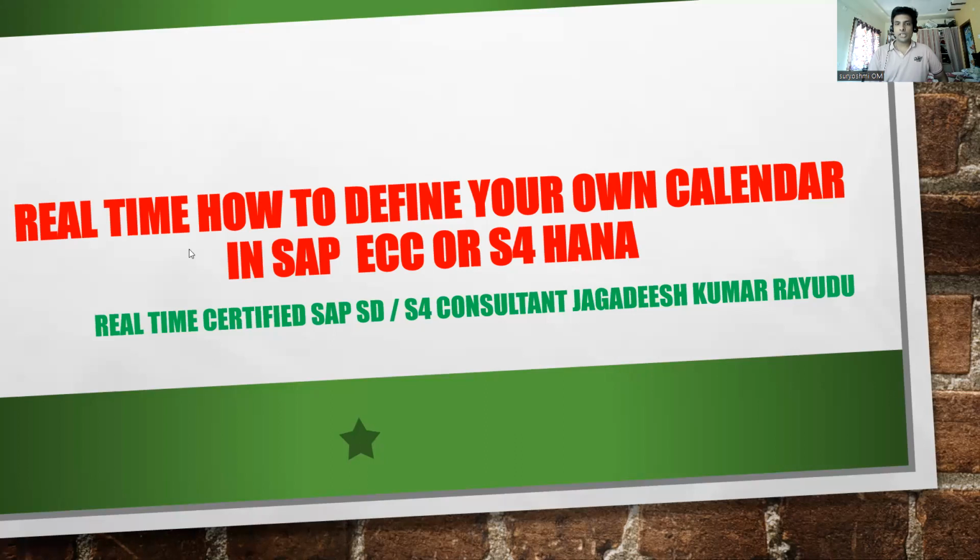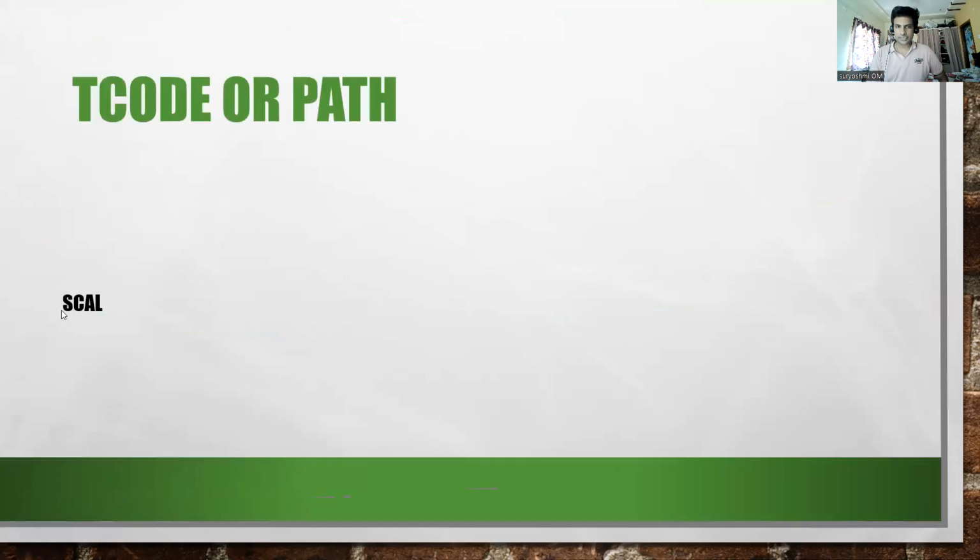How to define your own calendar in SAP ECC or S4 HANA. So let's see this. If you're already there in real time, you will not have any problem. But who is going to define this calendar actually? The transaction code is SCAL. You can remember SCAL.